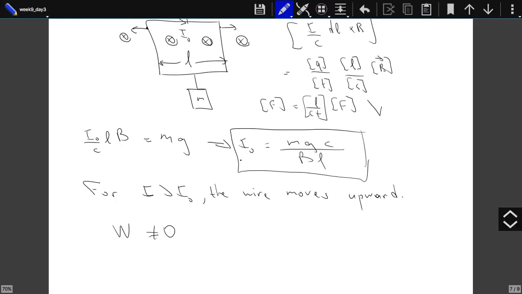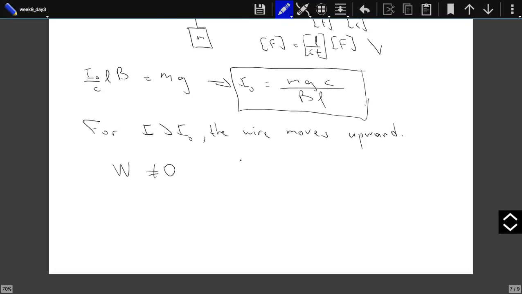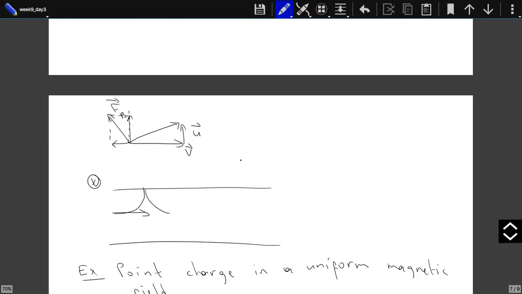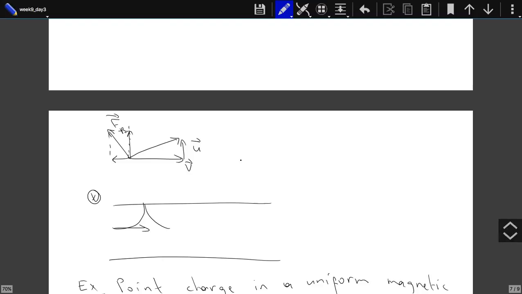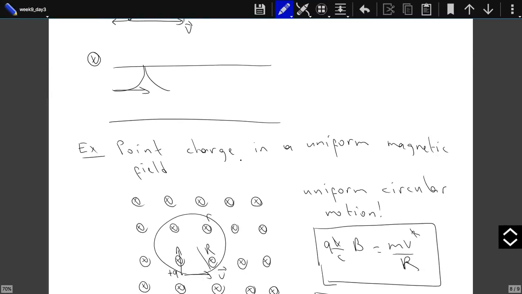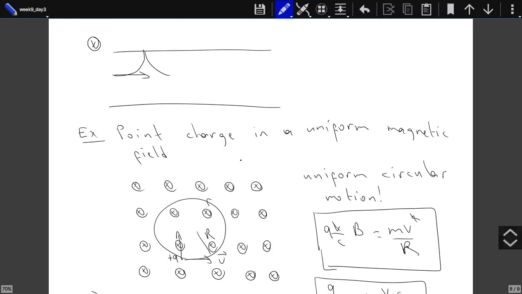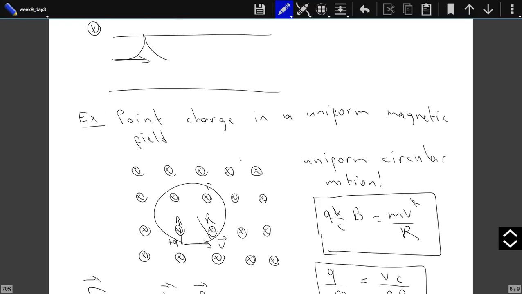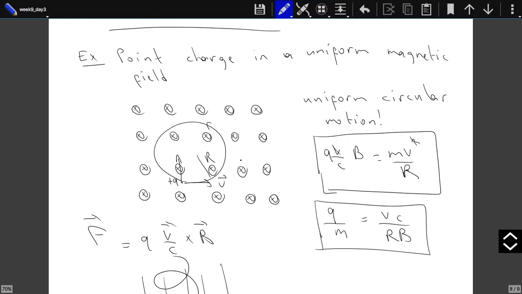Well, if the wire is moving upward, there is work done on the wire. Then the question is, what is doing this work? So we said that the magnetic field cannot be doing any work. We calculated the force due to this magnetic field, and that force does work. So isn't the magnetic field doing any work here? Well, to understand what's going on, we started first with a simple example of a point charge in a uniform magnetic field.